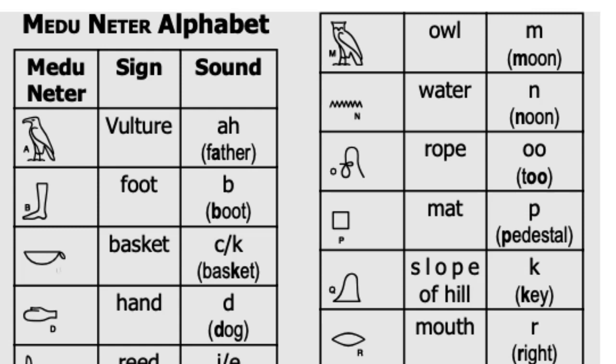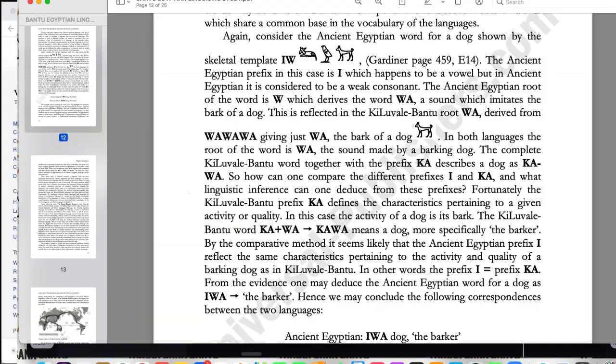look at this. The Egyptian word for dog, shown in this skeletal template, which has the lion, the owl, and the dog, according to the book by Gardiner, page 459, the ancient Egyptian prefix i would appear to be a vowel, but in ancient Egyptian, it is considered to be a weak consonant. The ancient Egyptian root for the word is w, which derives the word wa, a sound which imitates the barking of a dog. This is reflected in the Kiluvale. Kiluvale is a subgroup of the Bantu root wa, derived from wa, wa, wa, giving just wa, the bark of a dog. In both languages, the root of the word is wa, the sound made by a barking dog.